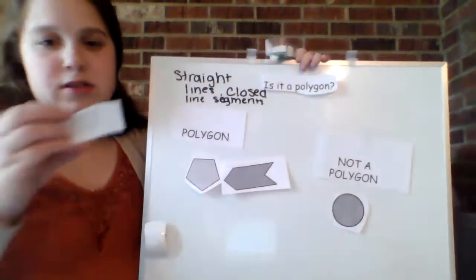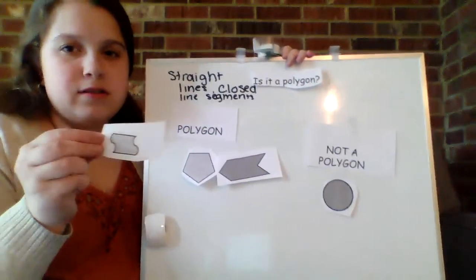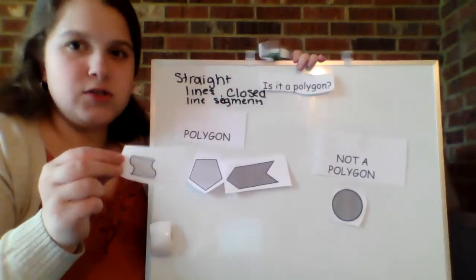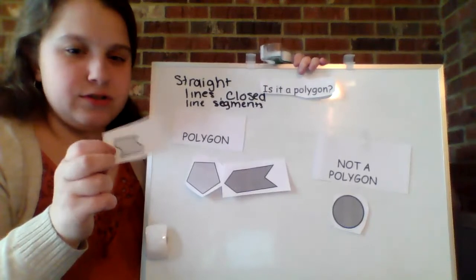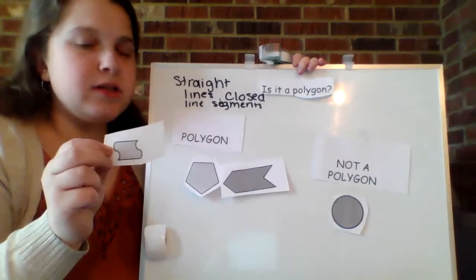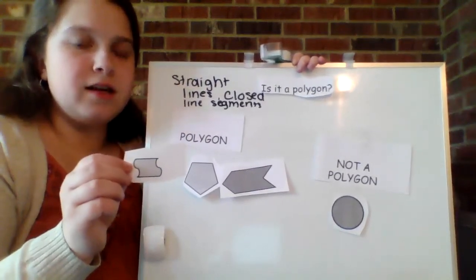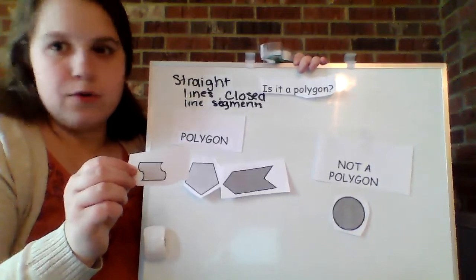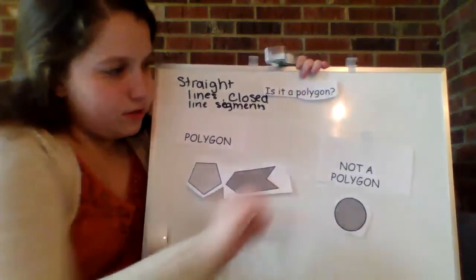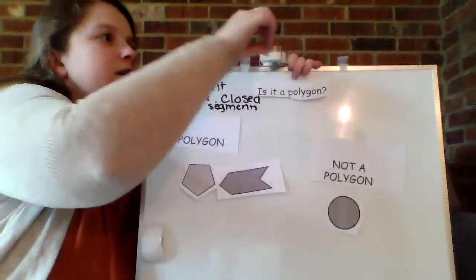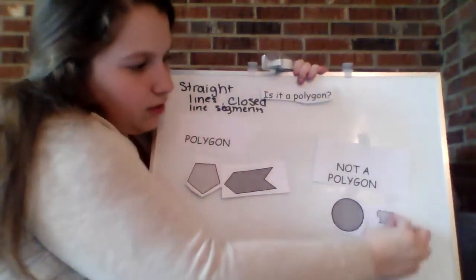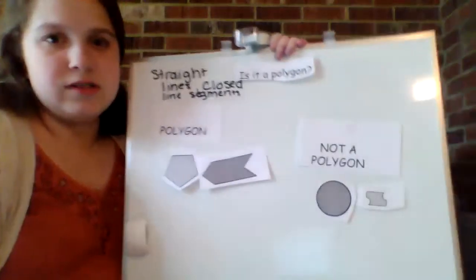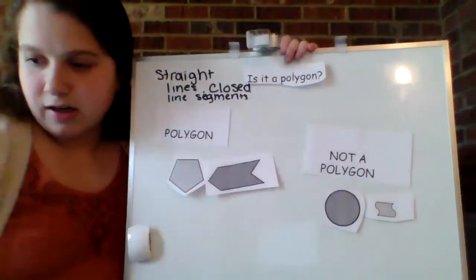What about this shape? Now this one's kind of tricky too. We have two straight lines, but then we have these squiggly lines. So are all my lines straight? Nope. So I can already say it's not a polygon. Even though it's closed, it's not completely made out of straight lines. So it is not a polygon.